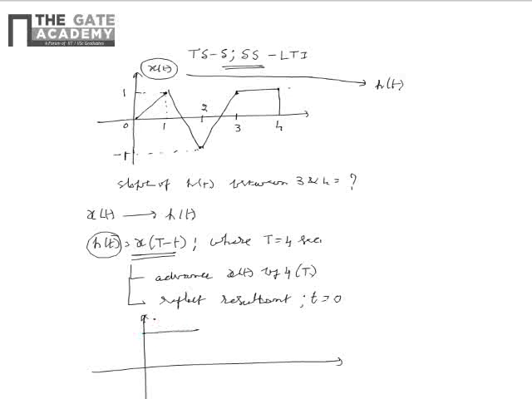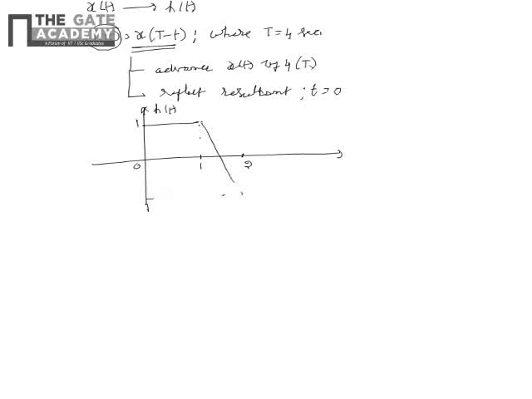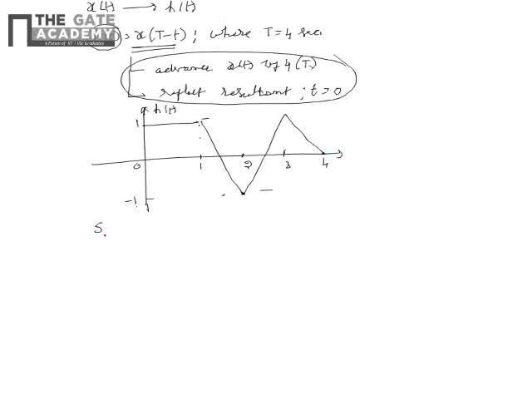Between 0 and 1, h of t has the value of 1 as shown. Between 1 and 2, h of t varies between 1 and -1. Between 2 and 3, h of t varies between -1 and 1, and between 3 and 4, h of t varies between 1 and 0 as shown. So this is mainly obtained by advancing x of t by 4 seconds and reflecting the resultant signal around t equal to 0. Please note that we need to find the slope between 3 to 4 seconds.